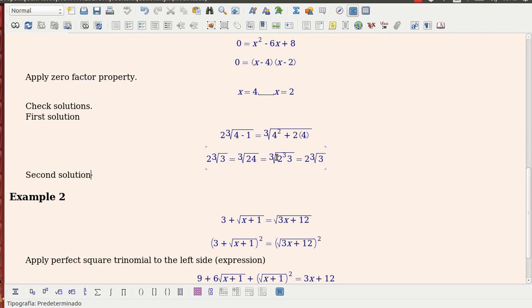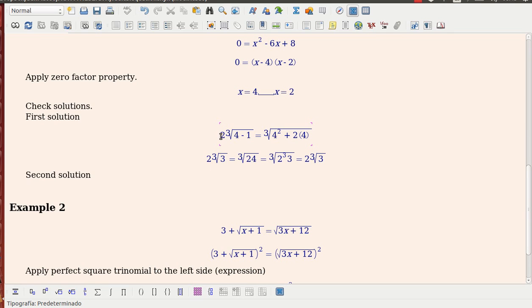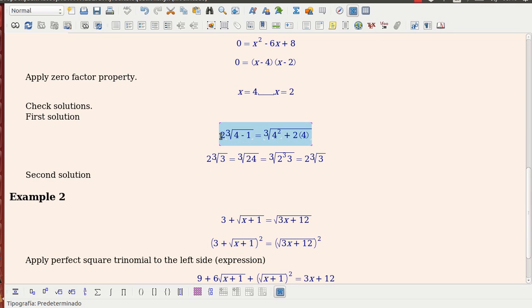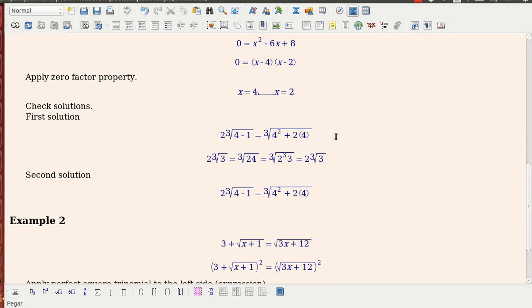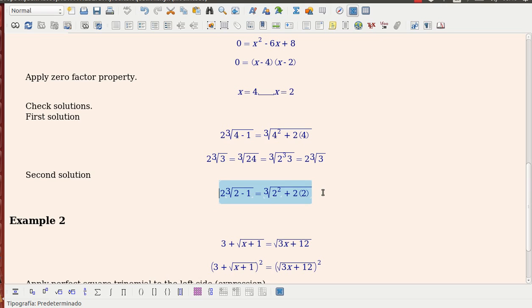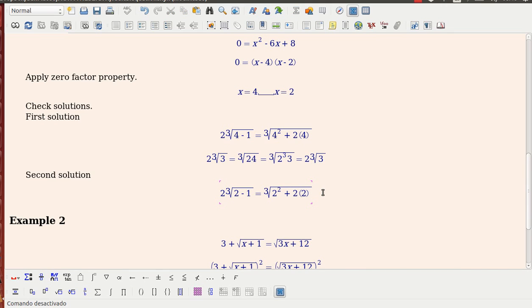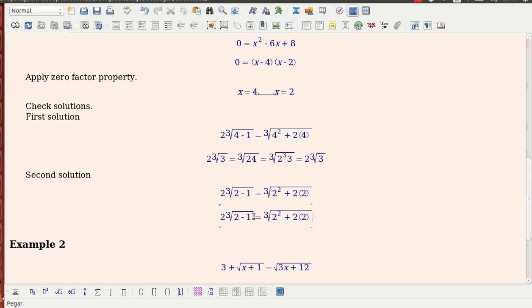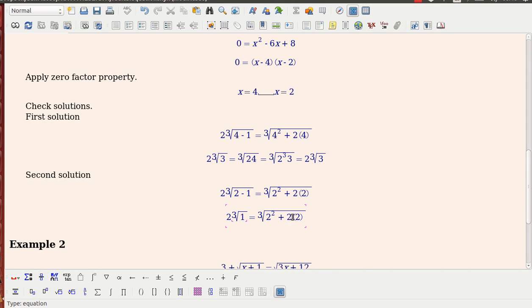Second solution. Second solution is the same equation, but now x is 2. x is 2. 2, 2, and 2. Second solution. 2 minus 1, 1. 2 to the second power, this is 4, plus 4, 8.